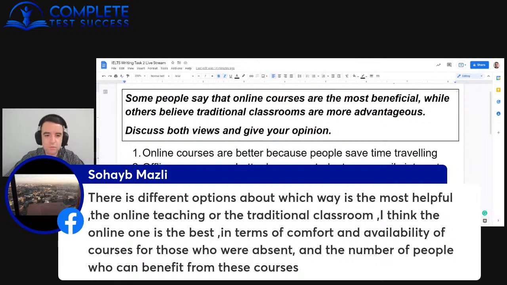I think the online ones are the best in terms of comfort and availability of courses for those who are absent, the number of people who can benefit from these courses. So the wording there isn't very clear. It seems like you're trying to say a few different things. So you're saying they can study from the comfort of their own homes. There's more availability for those who are absent. Is that like with an online class you don't miss a lesson, whereas with an offline class if you don't go you lose out? Is that what you mean? The number of people can benefit. So it seems like those are 4 ideas. So when you're planning your essay, you need to be more careful and just choose the specific ideas that you want to develop.